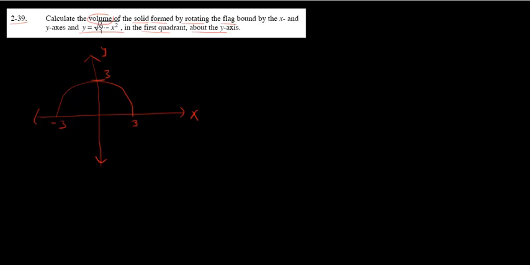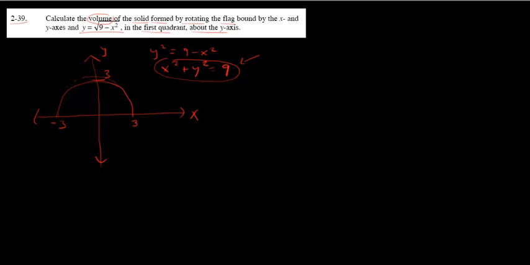If you look at it closely, you can see if you square both sides, you're going to get y squared equals 9 minus x squared. And if you add x squared to the other side, you get x squared plus y squared equals 9. Well, this should look a little familiar because it's basically the formula of a circle. But we have just the top half of a circle.